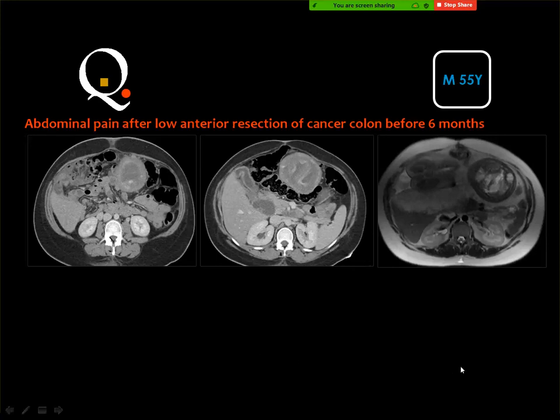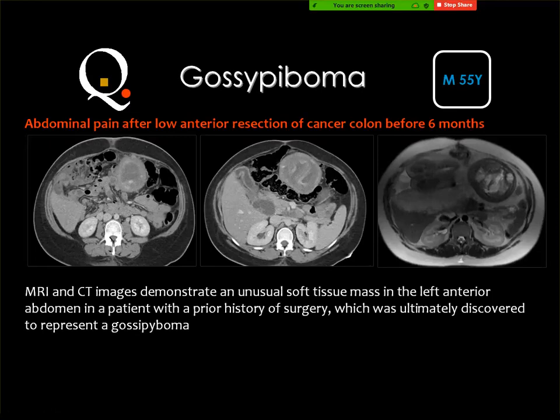Peritoneal cyst? Chocolate cyst? No, no. And this lesion is away from the operative site. Sorry? Foreign body reaction. Very good. And this is known as gossypiboma or retained surgical towel or surgical gauze.